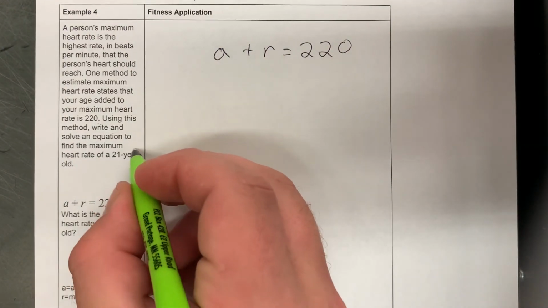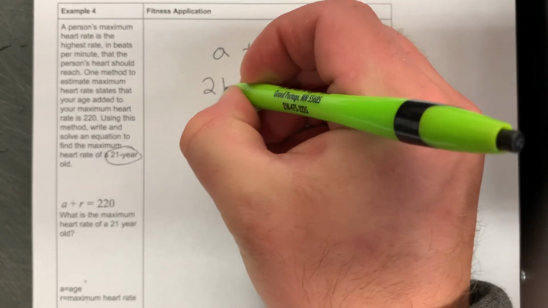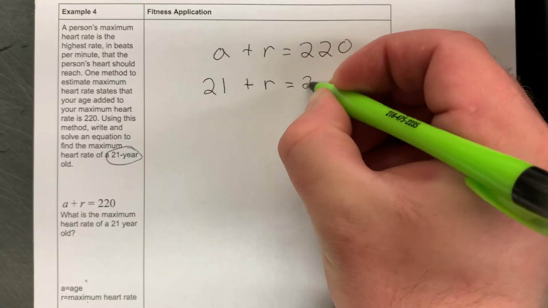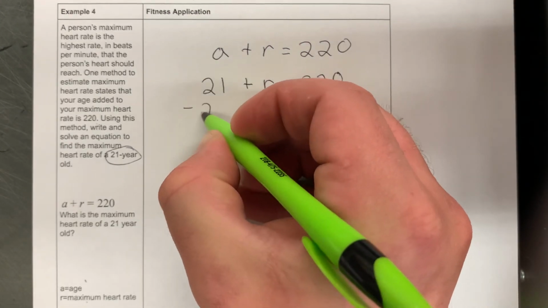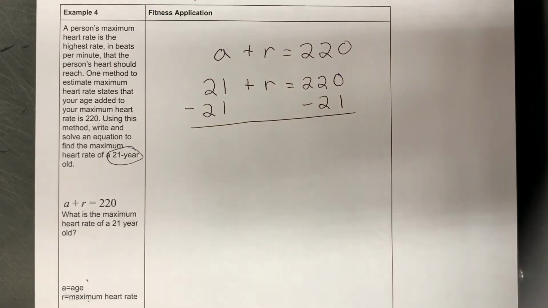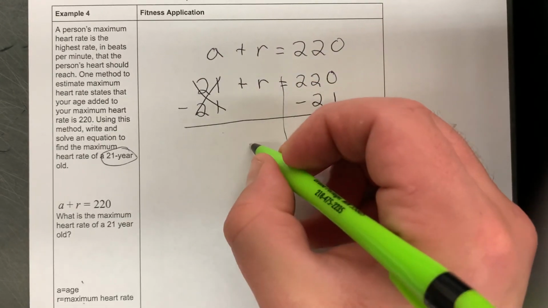Now we know that we're trying to find it for a 21-year-old. So our 21 is going to substitute in for our age. I'm going to rewrite the rest of the equation coming down. I'm left with 21 plus R equals 220. Now I need to isolate my variable here. My variable is R, or the maximum heart rate. So I need to take away our positive 21 from this side as well as from this side. These two cancel out. I'm left with R on this side of the equal sign.